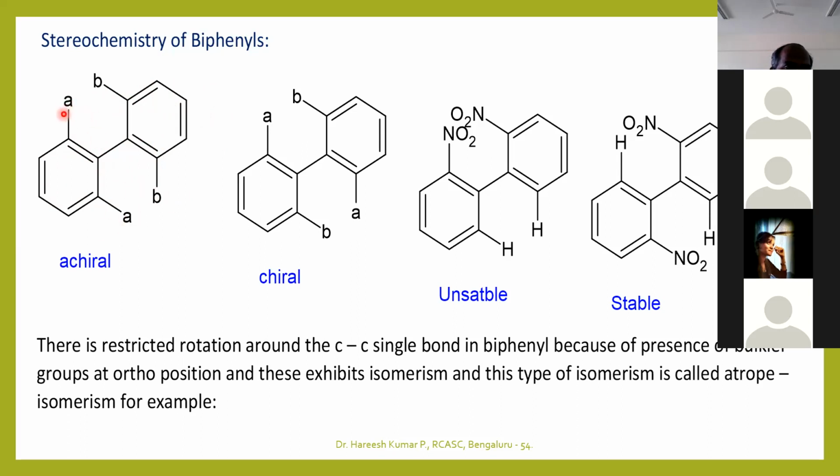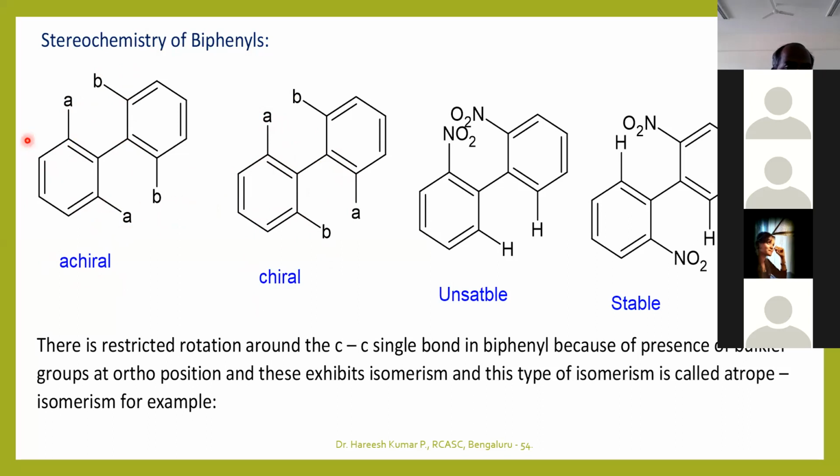So in this case, this group is A, this group is also A, this group is B, this one is B. If the same groups are attached at these two positions, then such compounds are achiral. Suppose there is A and B, and A dash and B dash, in such cases these types of molecules are chiral because they are different. So overall, A dash should be different, B dash should be different. That is the condition you need to remember.